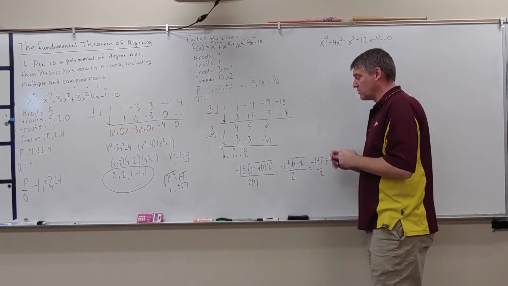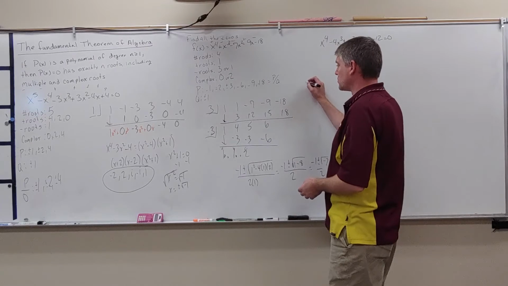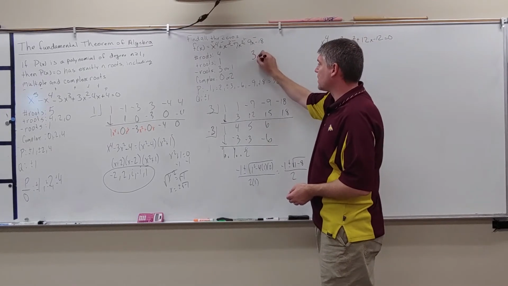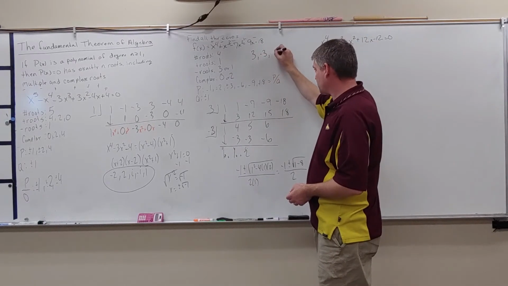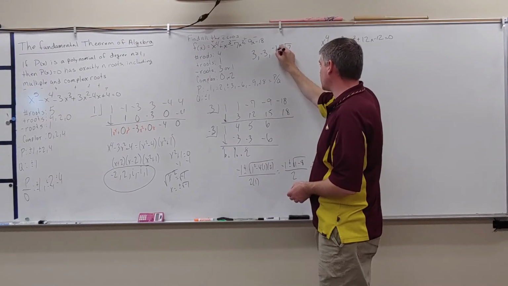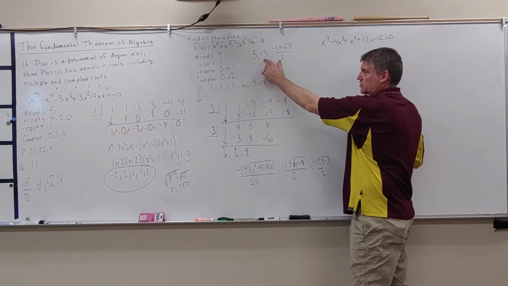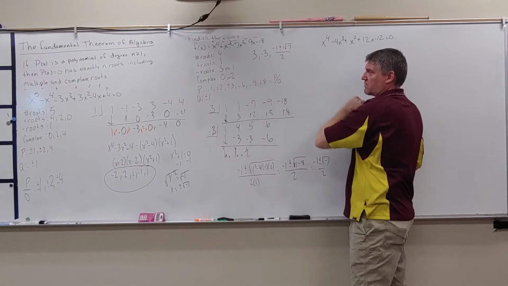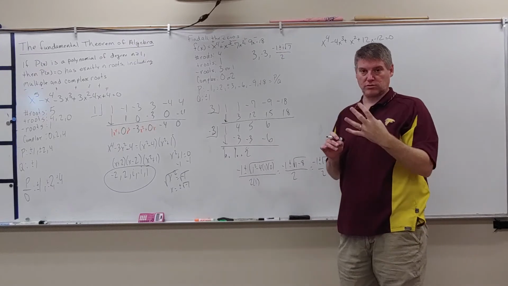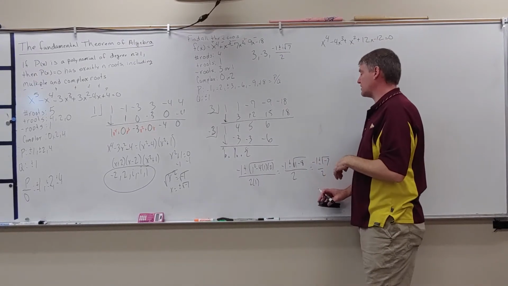So now I found my roots, right? This is going to become a complex number. So my roots are 3, negative 3, and negative 1 plus or minus i square root of 7 over 2. There's my 4 roots: 1, 2, positive is 3, negative is 4. Got my 4 roots. Okay? 2 of them were real, 2 of them were complex.